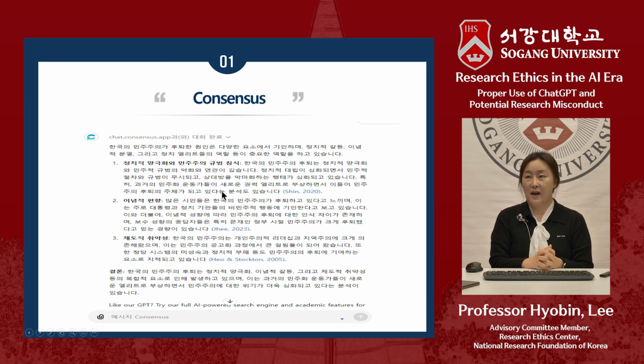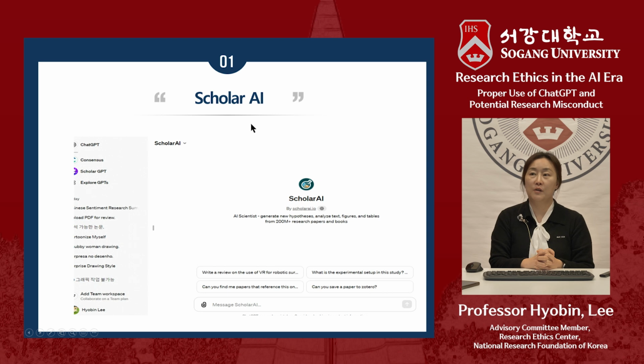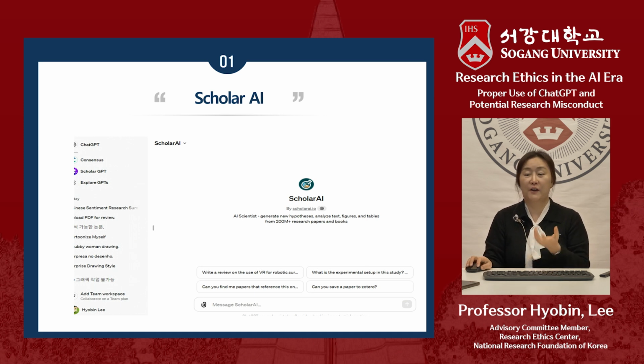And then Scala AI. The Scala AI tool has AI scientists generate hypotheses and analyze text, figures, and tables from 200 million plus research papers and books. This tool is very helpful for a previous literature review. When you review previous literature, you should read a lot of articles. But with this tool, you just upload the PDF files or the previous literature, and then you can ask questions very specifically.